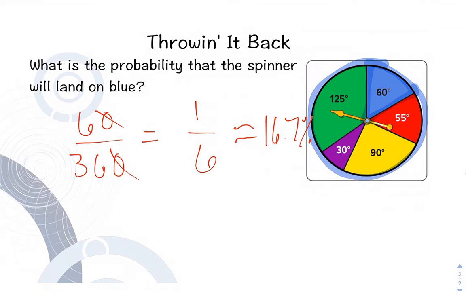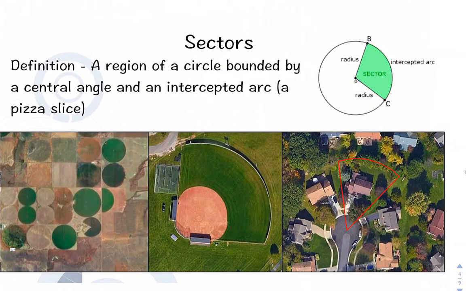Well, that is what we're actually looking at in this video. This little slice of the pie here that is just blue, that is what we call a sector. And that's what we're looking at here. So a sector is a region of a circle bounded by a central angle and an intercepted arc.